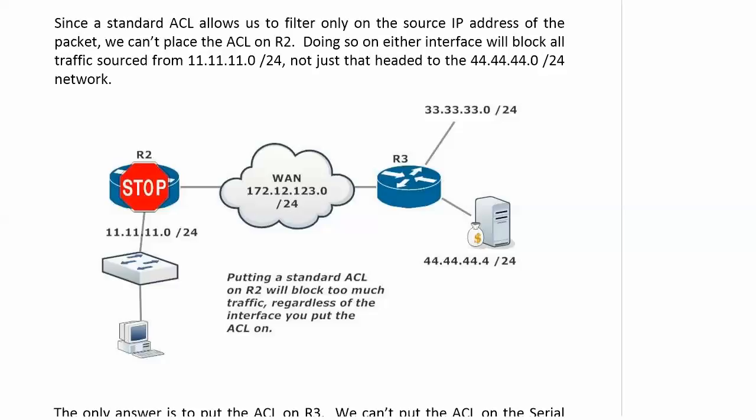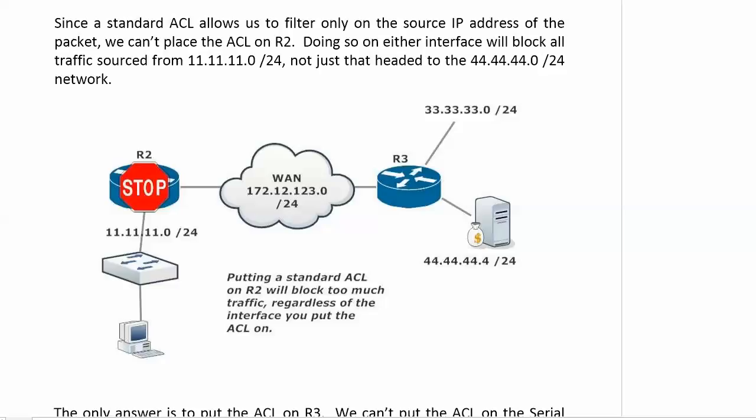So that's going to have a lot of unwarranted side effects because let's say 11 had some important data that it needed to send to network 33 here. Or maybe router 3 is the hub and that's the way out to the end. Who knows what it could be set up as. But you don't want to block all the traffic coming from network 11, just that headed to the 44 subnet. Putting a standard ACL on router 2, period, is going to block too much traffic. The only answer is to put the ACL on router 3.